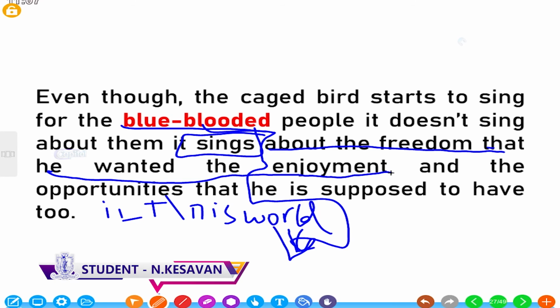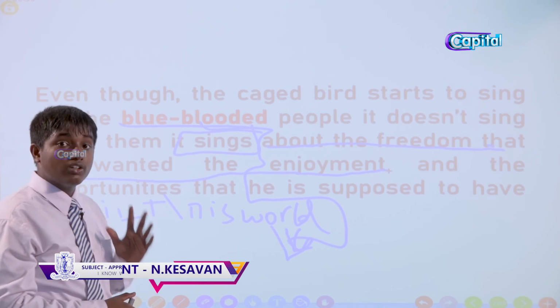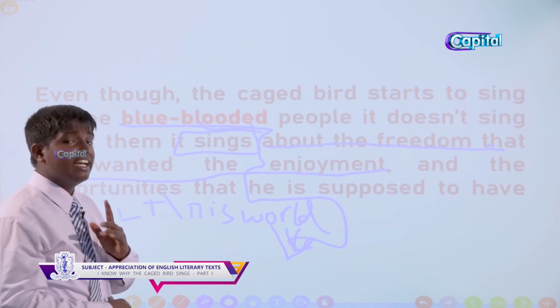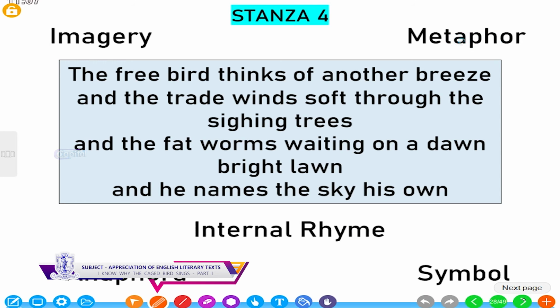So the third stanza talks about the resilience of the bird. The caged bird's fight for his freedom has been shown in the third stanza. So now let's move on to the fourth stanza. First of all, let's just read it without the meaning and find the easy techniques. The free bird already is simple.